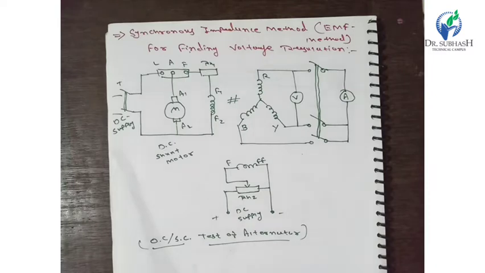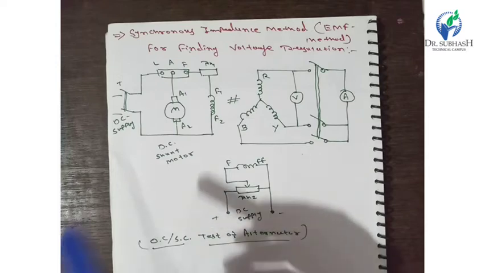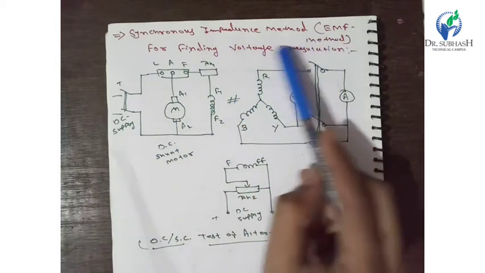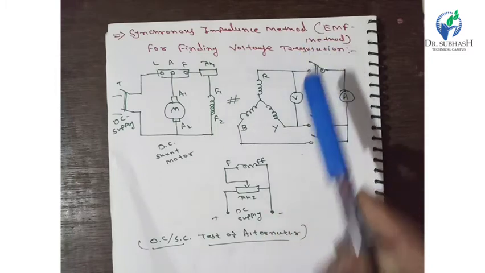The indirect methods of finding the voltage regulation are divided into three parts, as we earlier discussed. The first is the synchronous impedance method, the second is the armature turn MMF method, and the third is the zero power factor method. Now we discuss all of them in detail. The first method is the synchronous impedance method, or EMF method, for finding voltage regulation.